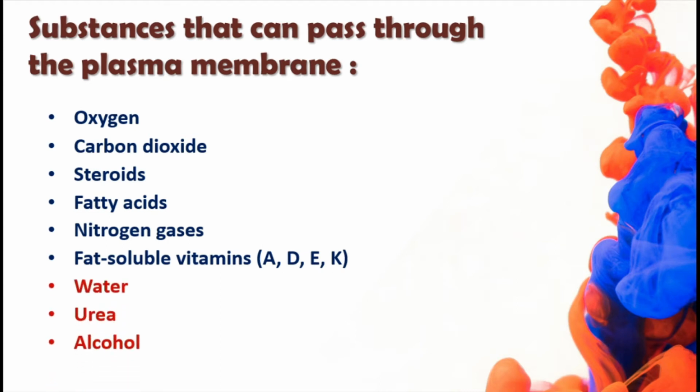On the other hand, there are also small uncharged polar molecules that can pass through the plasma membrane. It is because of their small molecular structure. Actually, they are non-lipid soluble: water, urea, and alcohol. While on the other hand, from oxygen to fat-soluble vitamins, they are said to be soluble in lipids. Again, they are lipid soluble.